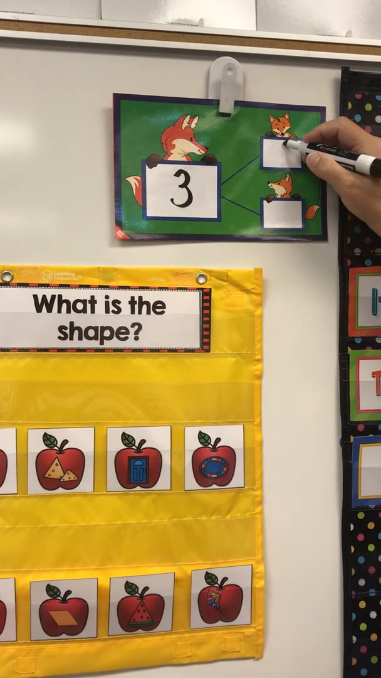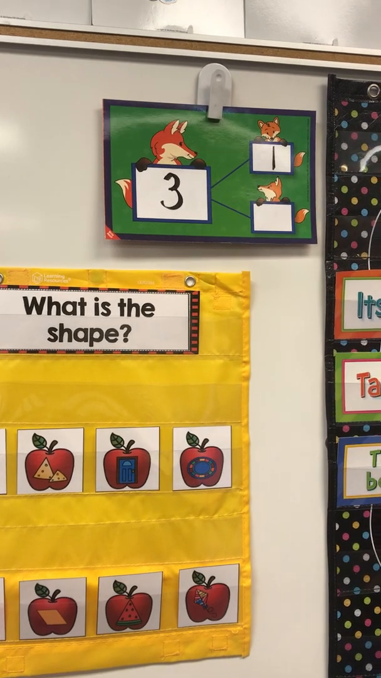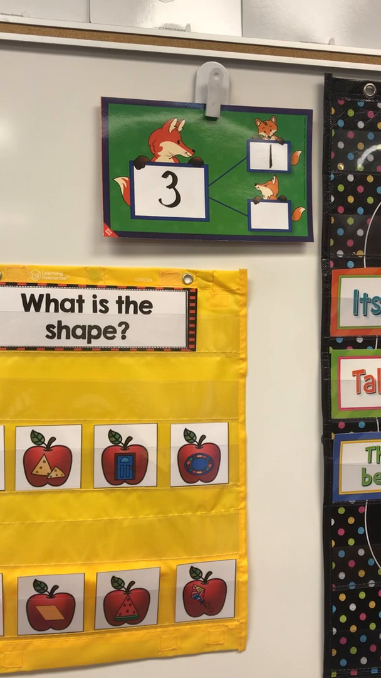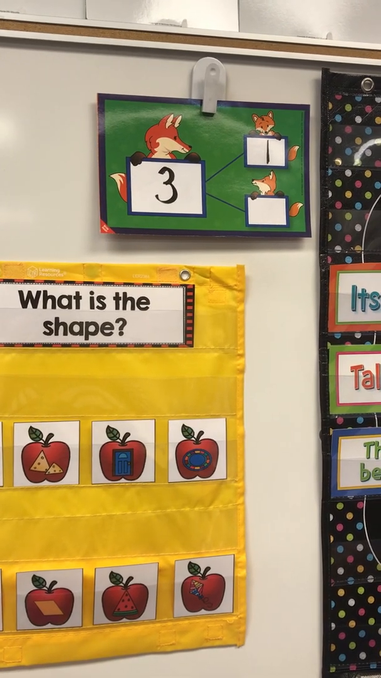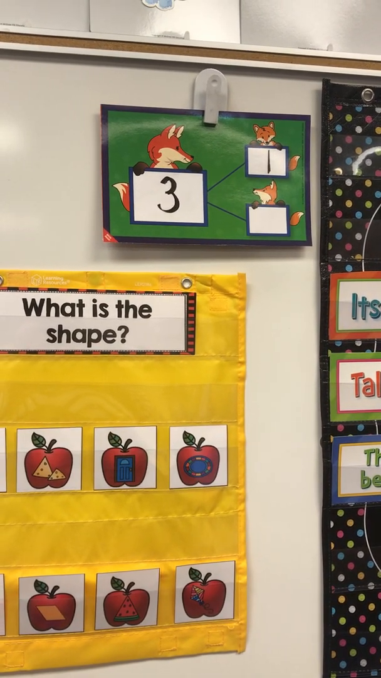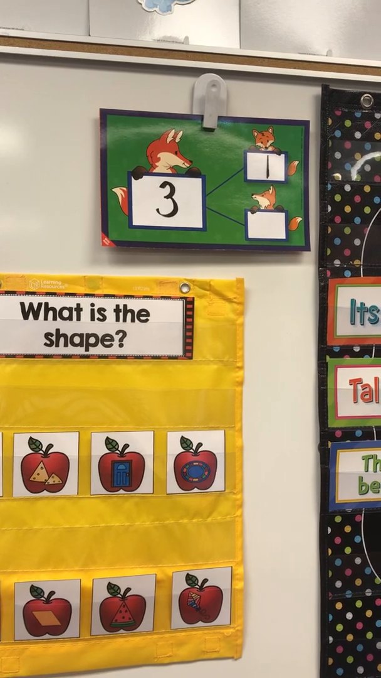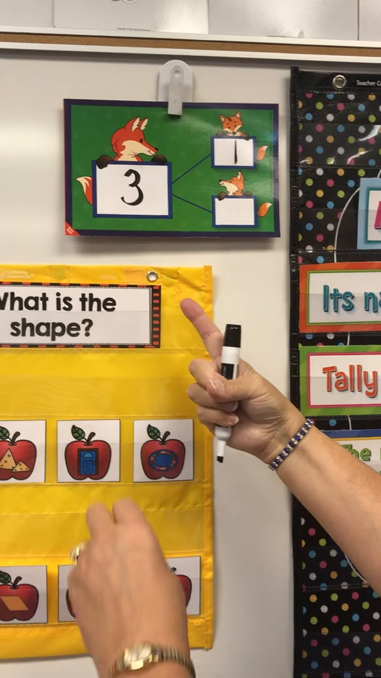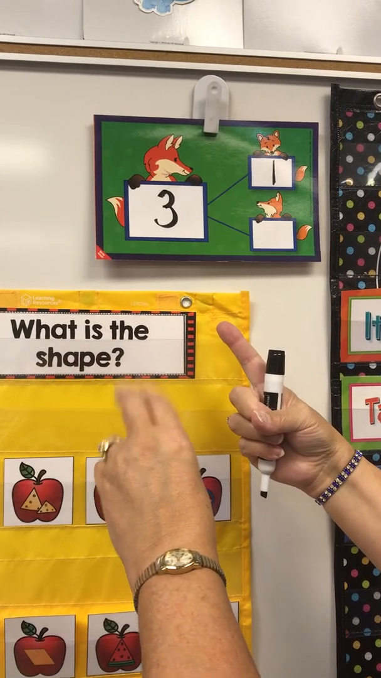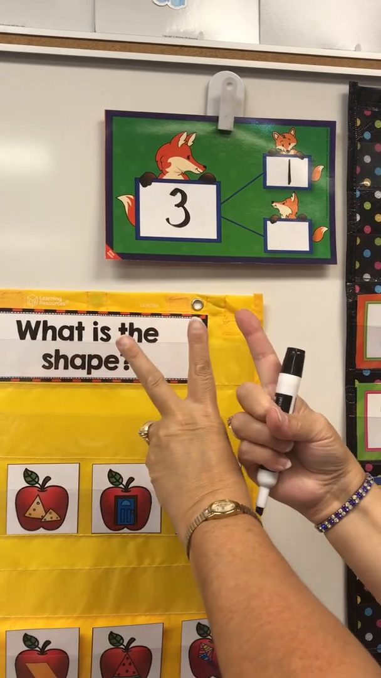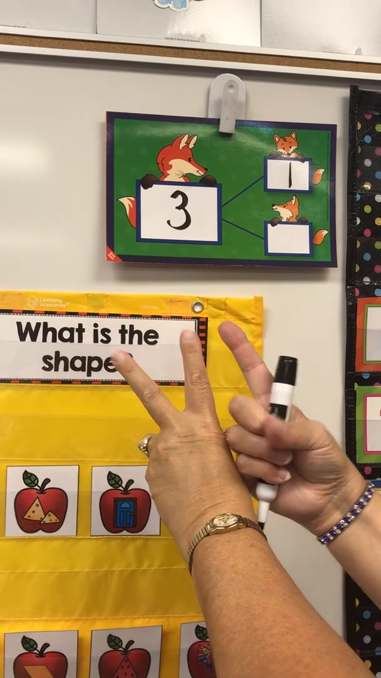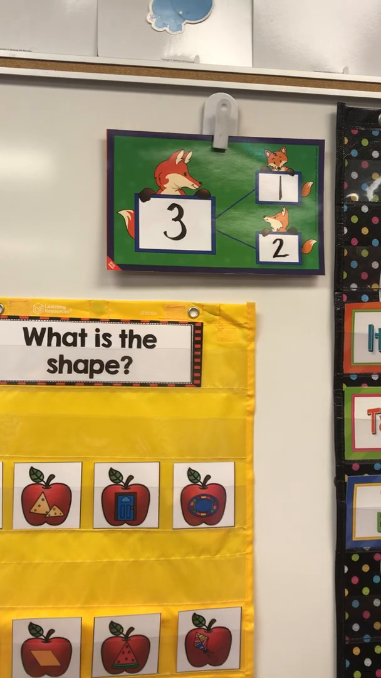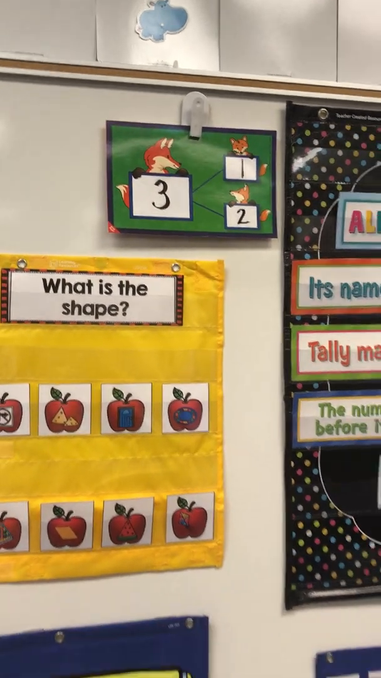So now we have to come up with a way to make 3. Let's start with 1. If we have 1 piece of candy, how many more pieces of candy do we need so that we can have 3? If I have 1 piece of candy, I would need 2 more to get to 3, because now when I add them together, now I have 3. 1 and 2 makes 3.